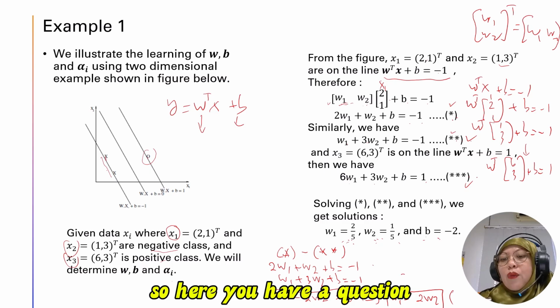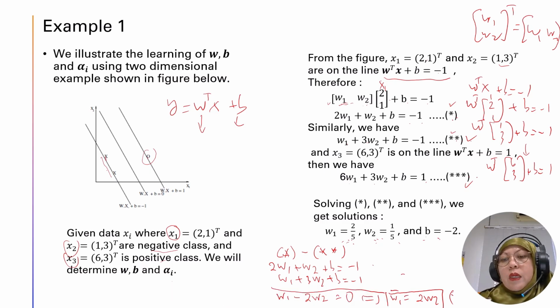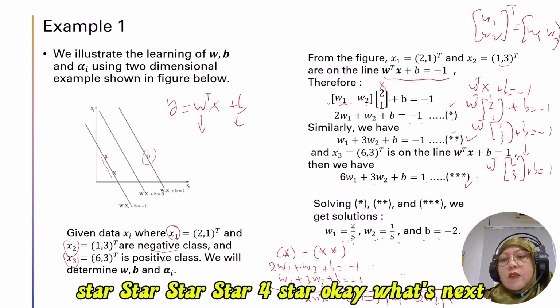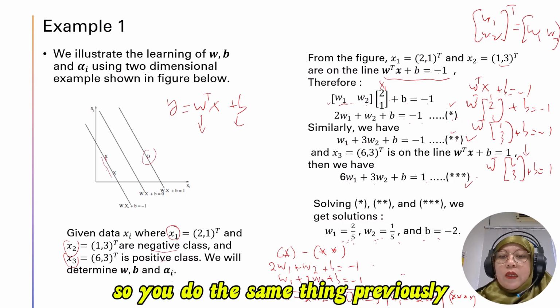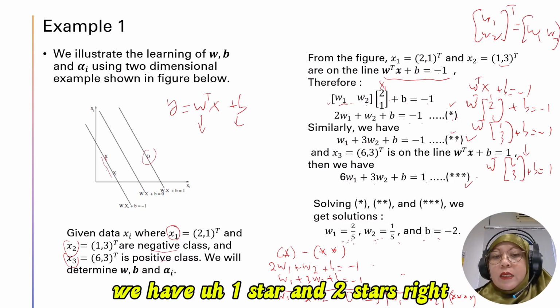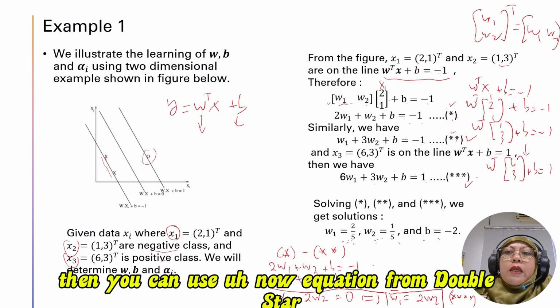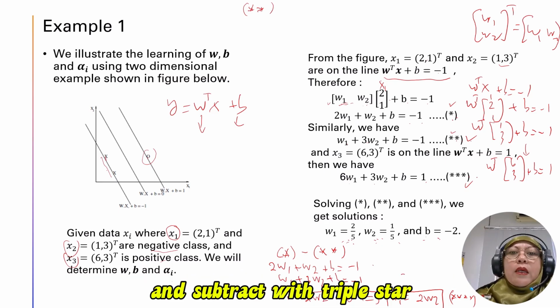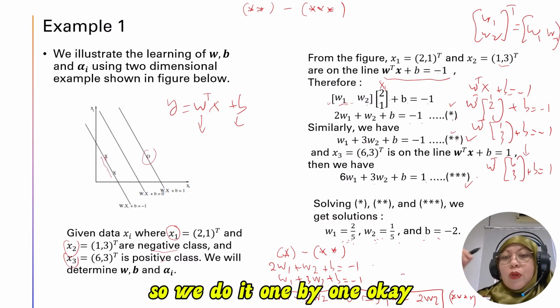So here we have equation star, 4 stars. Okay, what's next? So you do the same thing. Previously we have 1 star and 2 stars, right? Then you can use now the equation from double star and subtract with triple star. So we do it one by one.